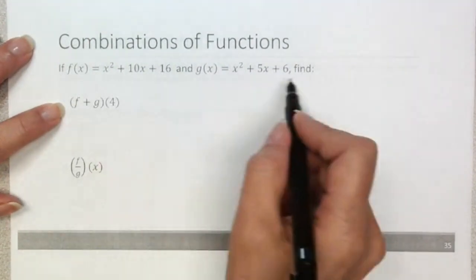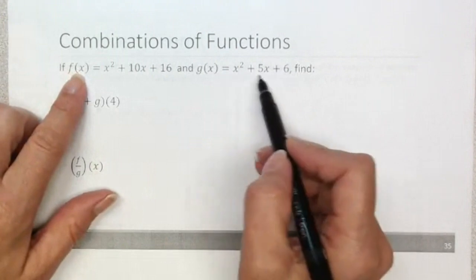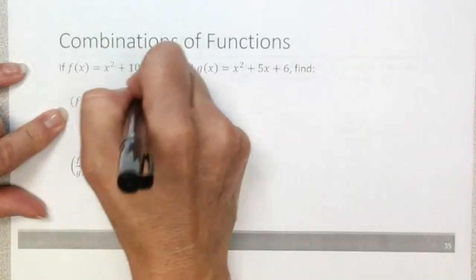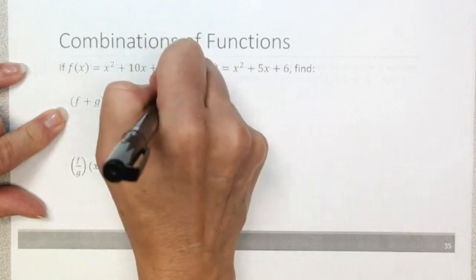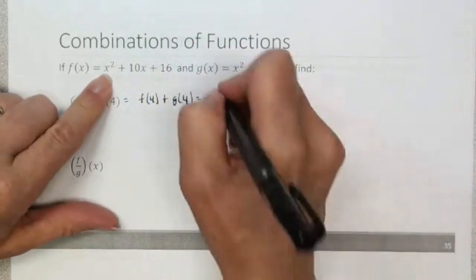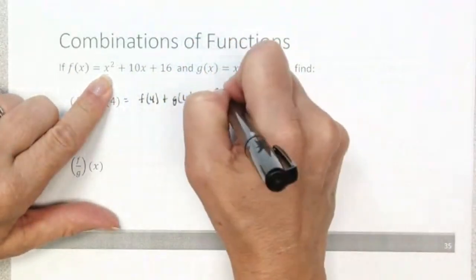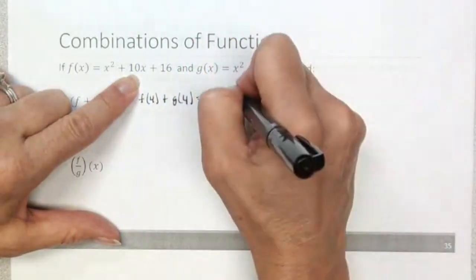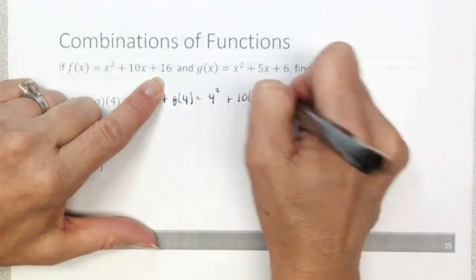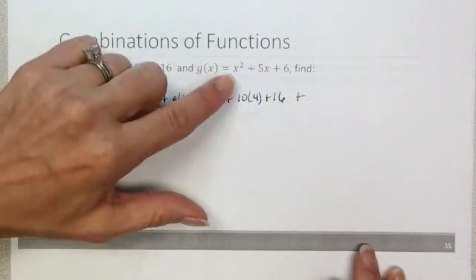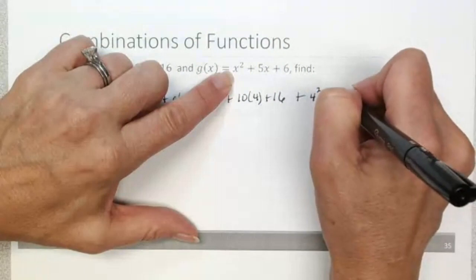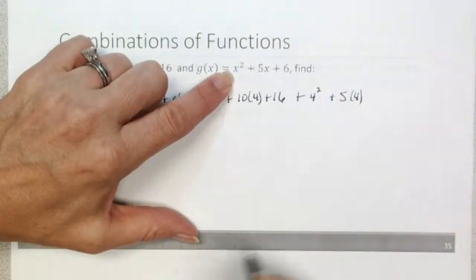Let's see. There's nothing real crazy about this other than f of x and g of x are both quadratics. F plus g of 4 will just be f of 4 plus g of 4. Well, f of 4 is going to be 4 squared plus 10 times 4 plus 16. And we're going to add to that g of 4, which is going to be 4 squared plus 5 times 4 plus 6.